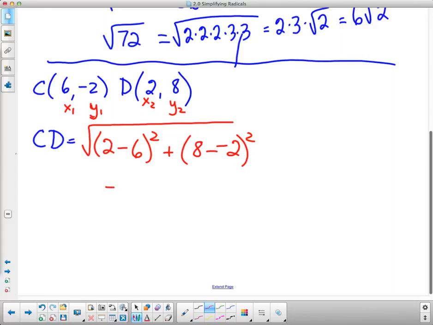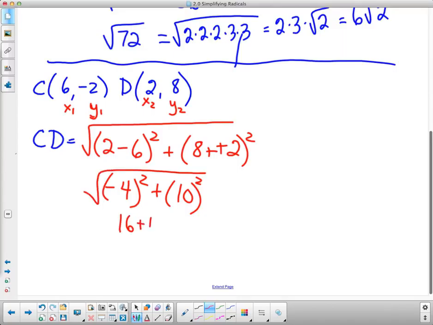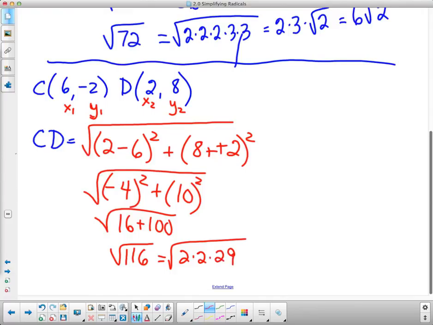Okay, so I've got negative 4 squared plus 10 squared, which is 16 plus 100. Square root of 116. If you get your factoring, it's 2, 2, and 29 on your factoring tree. So your pair, the 2 comes out, but the 29 isn't paired up. 2 times the square root of 29.